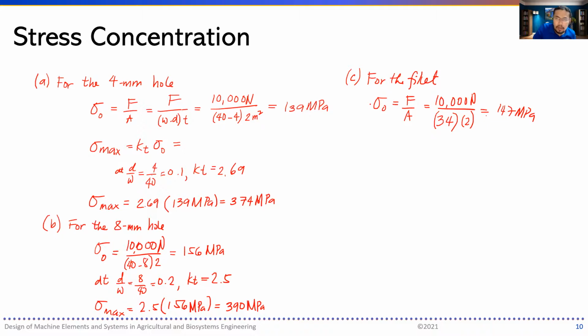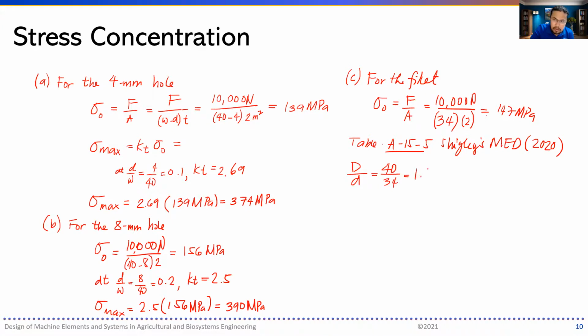We'll be using a different table from the table presented a while ago. Please refer to table A-15-5 of the 2020 version of Shigley's Mechanical Engineering Design. This is in the appendix portion. So in that table, it's important to determine the value of D over d, and it's going to be 40 over 34, which is 1.18.